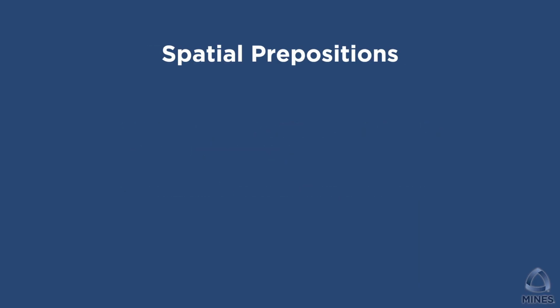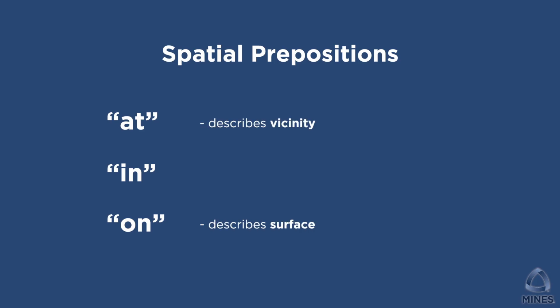Spatial prepositions. Spatial prepositions include at, in, and on. These prepositions relate directly to the point that is being described. At can be used to describe a vicinity. On describes a surface, and in describes an area that is restricted to boundaries.